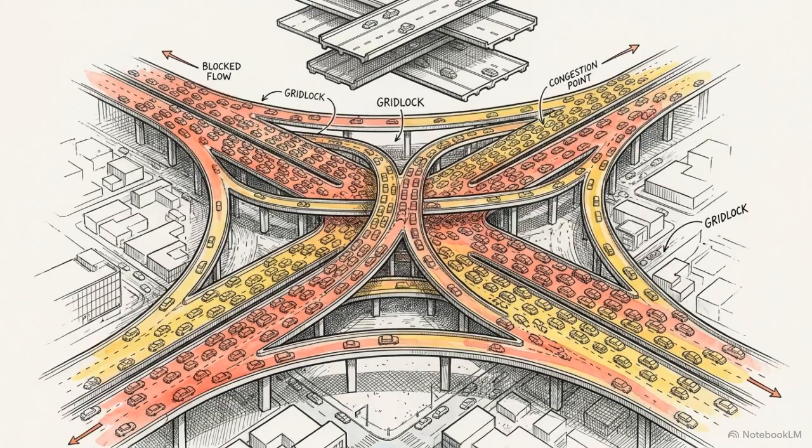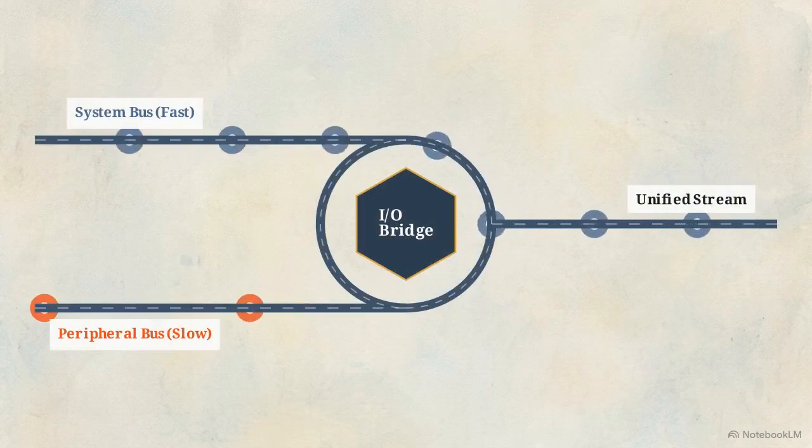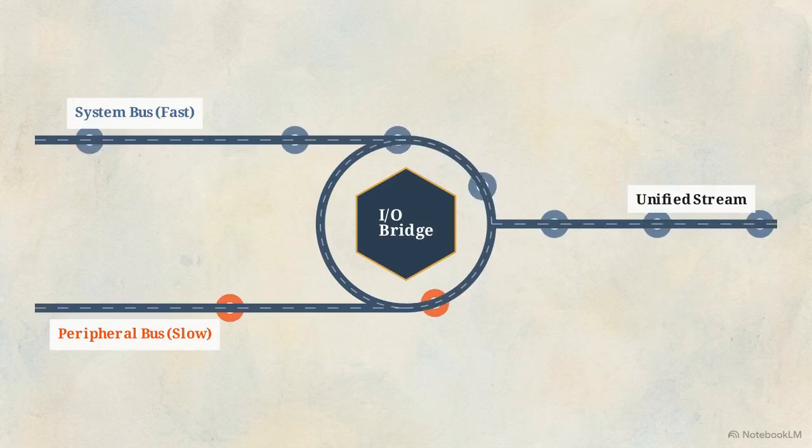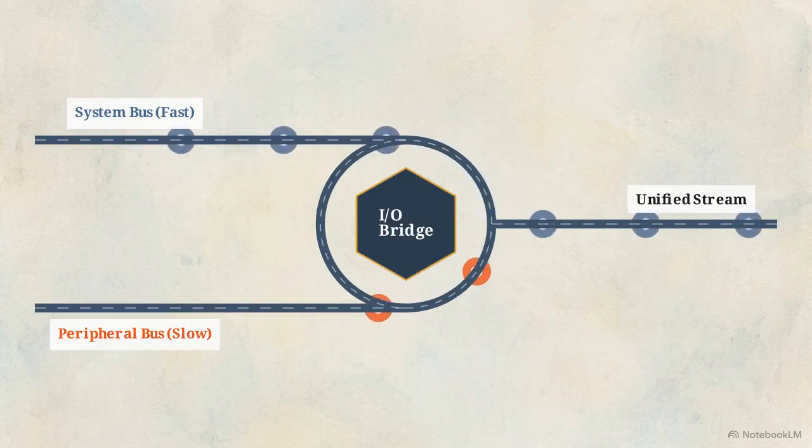But having different road speeds creates a logistical problem. What happens when extremely fast highway data meets slower interstate traffic? To prevent collisions, the system uses architectural bridges, like the I/O bridge for input and output. These function as massive roundabouts that safely merge fast and slow data streams.